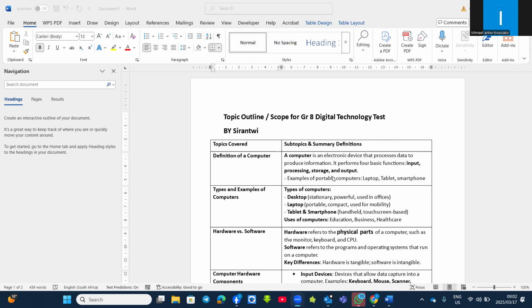Today we are going to look at the grade 8 digital technology scope or topic outline for term 1.